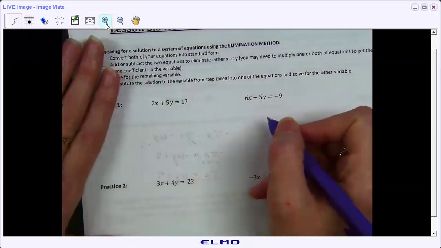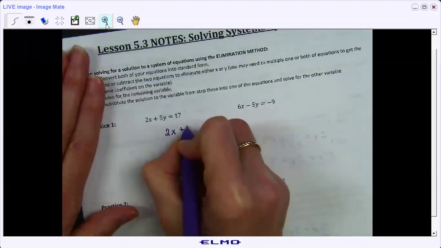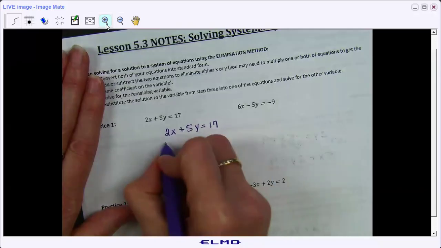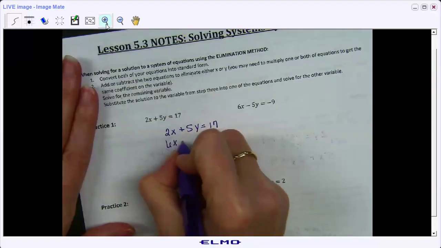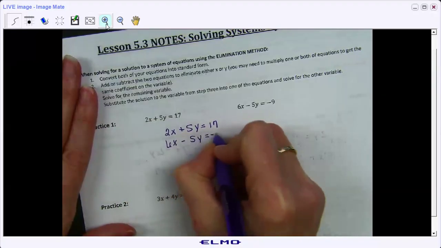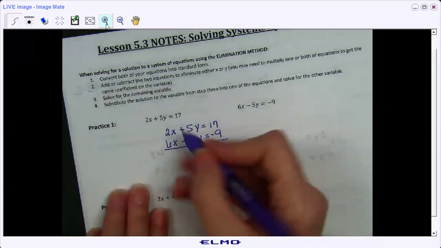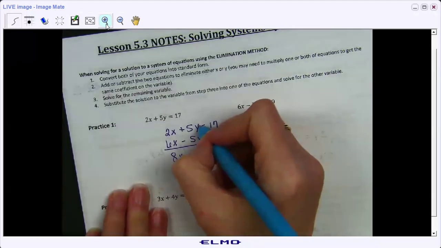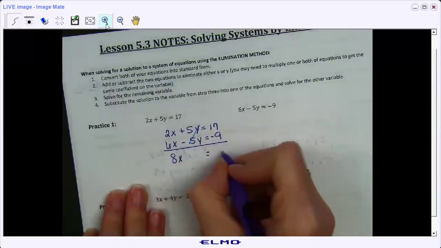And so I'm going to come down here and I'm going to rewrite my equation, 2x plus 5y equals 17. And then I'm going to stack this one underneath it. And then I'm just going to combine my like terms. So 2x plus 6x is 8x. 5y and negative 5y cancel out. And this equals 8.